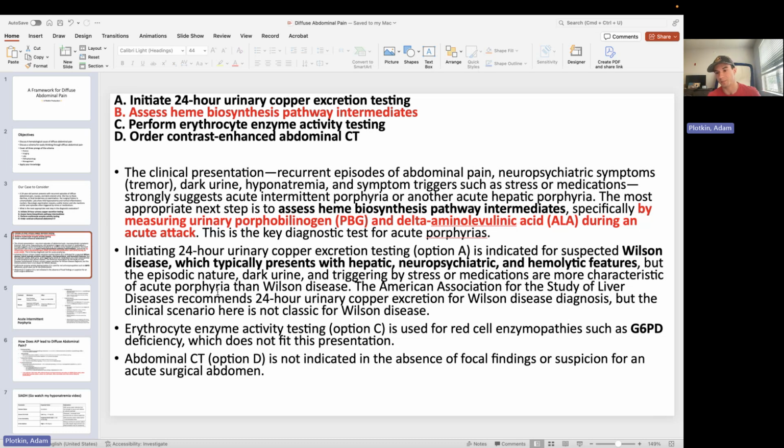So I consider G6PD as an enzyme deficiency that can cause hemolytic anemia, and pyruvate kinase is the other major one. So we'll go into that again. And then abdominal CT, we don't really have any focal findings here. It's like diffuse findings. I don't think this is an acute surgical abdomen kind of situation, so we're not going to do a CT here.